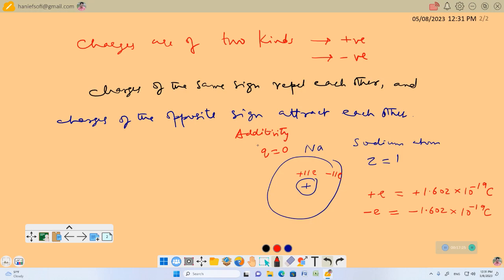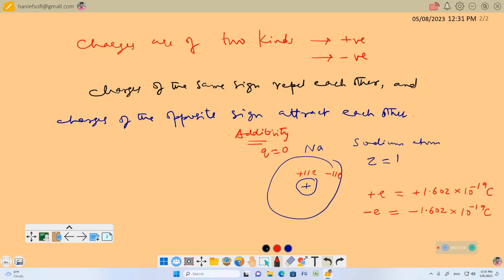By that I mean, if you have to find the total charge in some object or body or atom or ion, you have to see all the elementary charges in it and algebraically sum them to get the charge of that object. Then the sodium atom plus 11e positive charge minus 11e negative charge cancels out. Total charge of the sodium atom is 0.